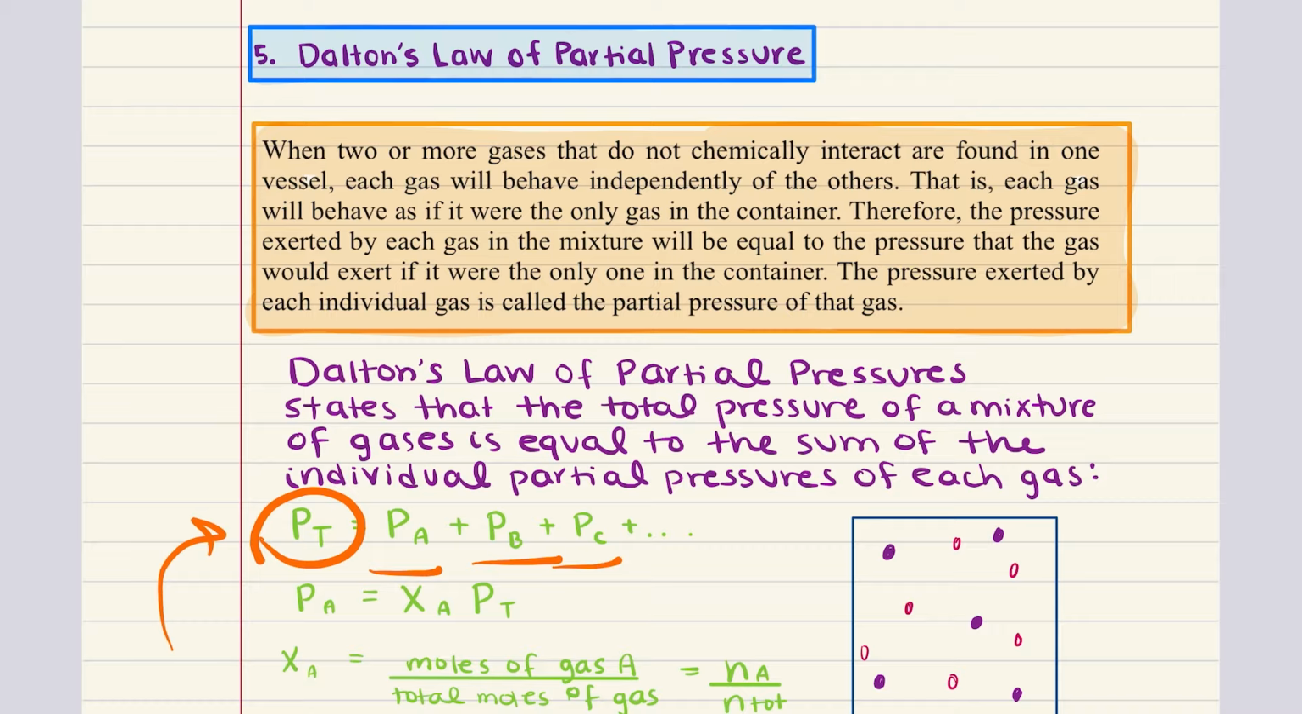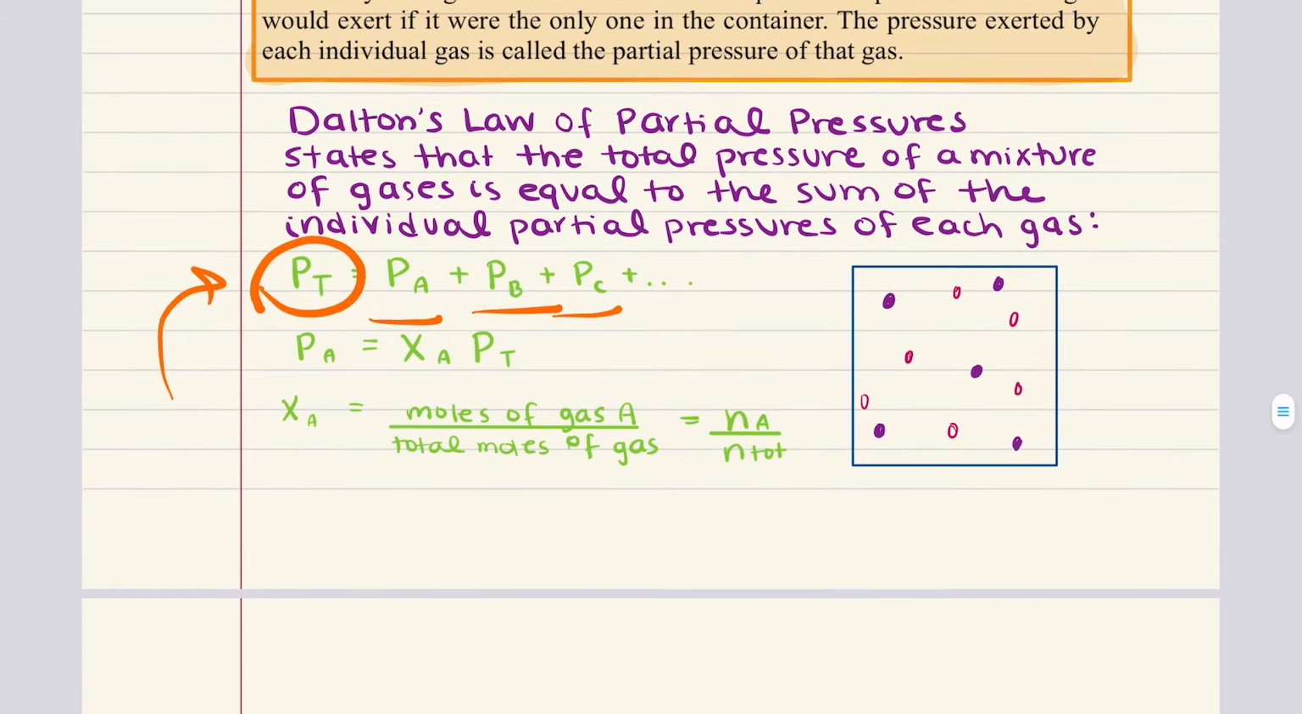Now, the partial pressure of a gas, let's take gas A for example, is going to be related to the mole fraction of gas A multiplied by the total pressure of the system. Now, what is mole fraction, you might ask? Mole fraction is defined for, let's say, gas A as the moles of gas A divided by the total moles of gas in your container or in your system.